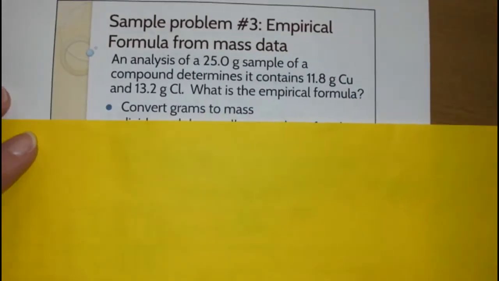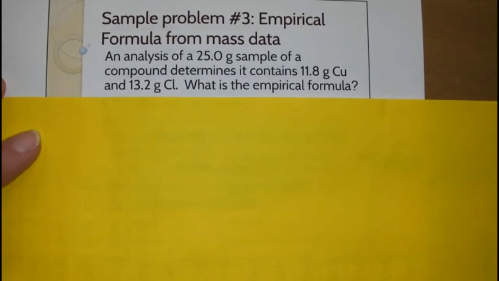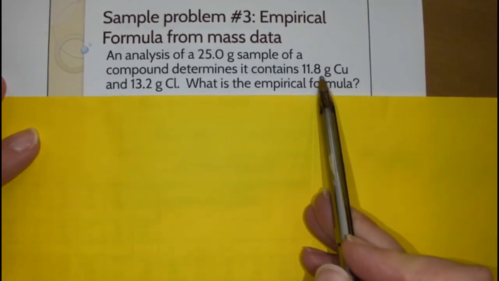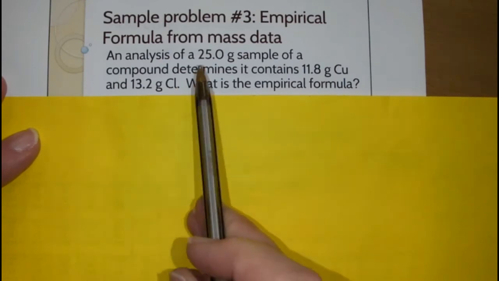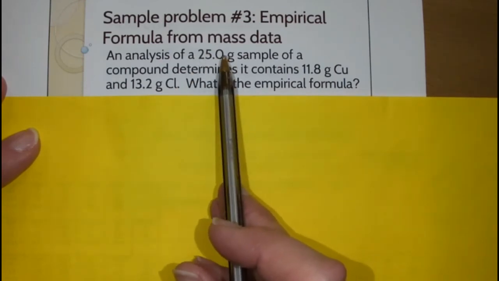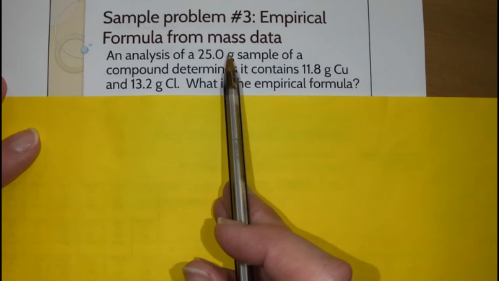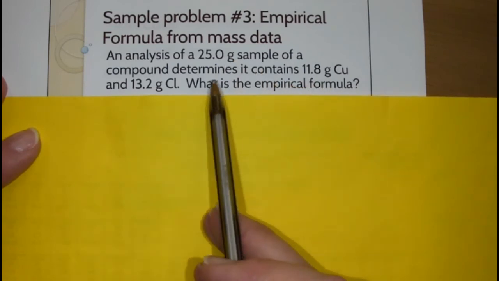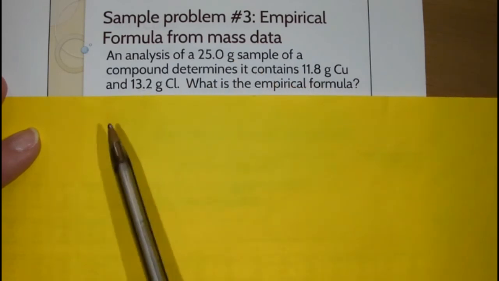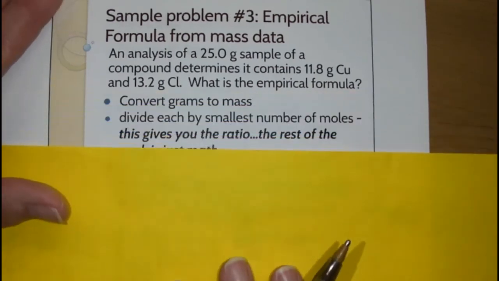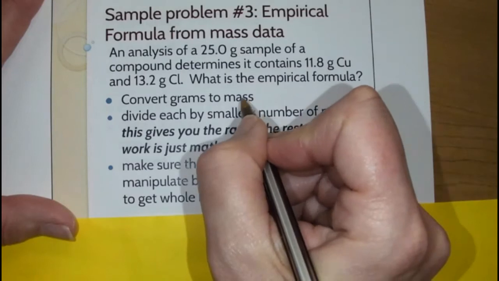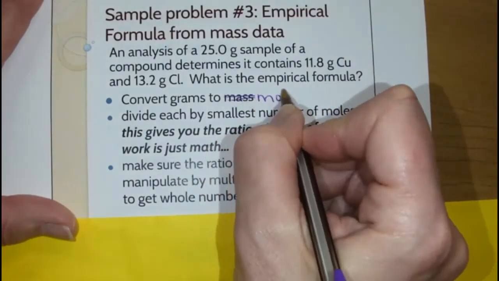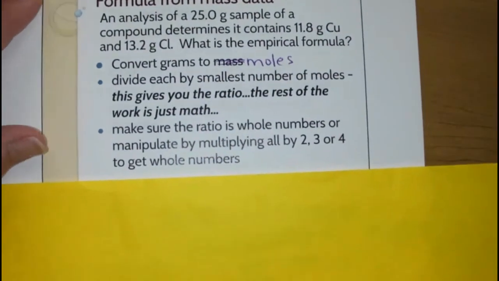So an analysis of a 25-gram sample of a compound determines it's 11.8 grams of copper and 13.2 grams of chlorine. This number right here doesn't really mean anything to us. It's just saying that's how big the sample was. It does tell us that it's all copper and it's all chlorine. So what is the empirical formula? So we're going to convert grams, this should say moles, convert grams to moles, divide by the smallest number.